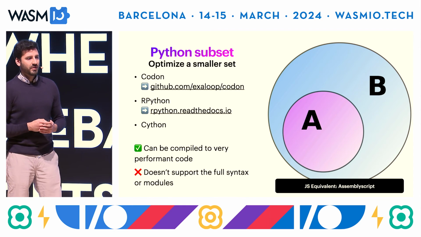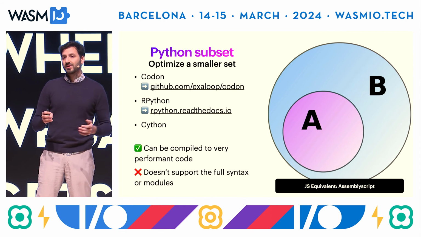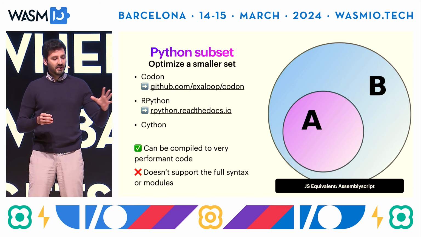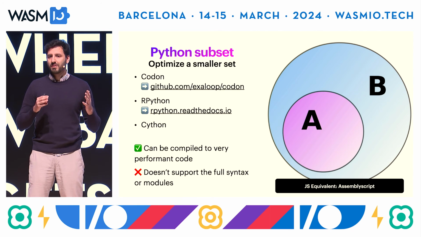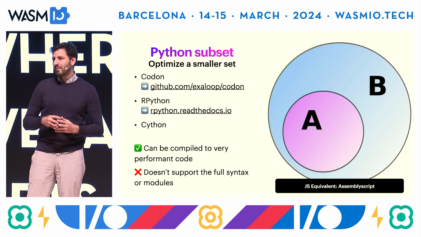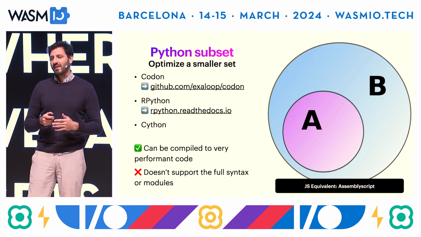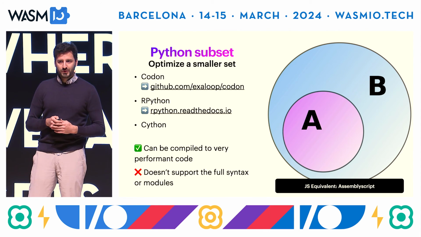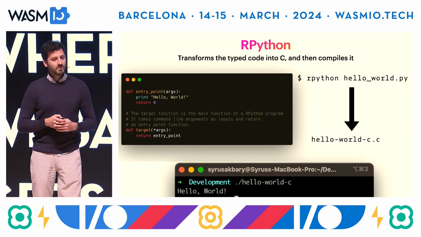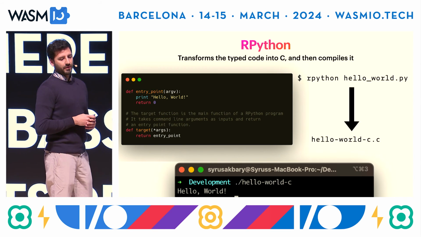If you're familiar with the JavaScript ecosystem, this strategy is very similar to using AssemblyScript. AssemblyScript is not the same as JavaScript, but you can use a TypeScript subset to be able to compile into WebAssembly. So let's start with Cython.